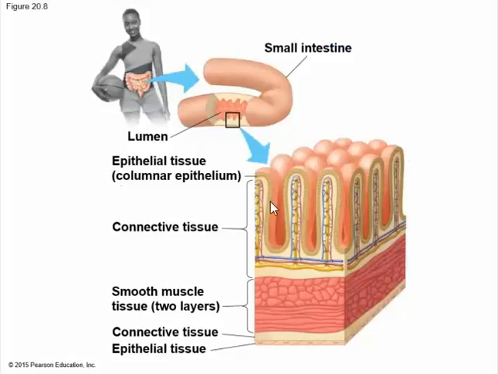All right. So the epithelial tissue covers the inside surface, connective tissue. Each one of these little structures is a villus, plural, villi. Two layers, and the outside of this is the inside surface. The outside surface of the intestine also is covered by epithelial tissue.